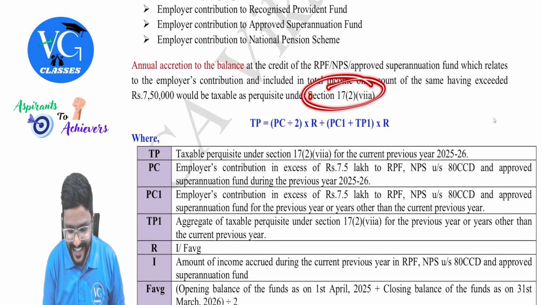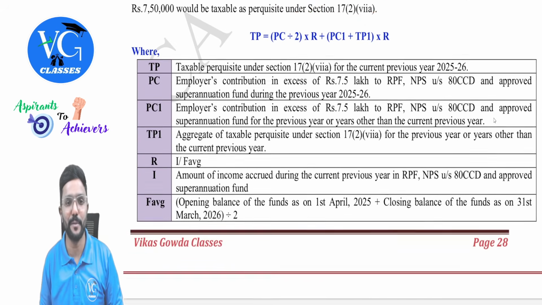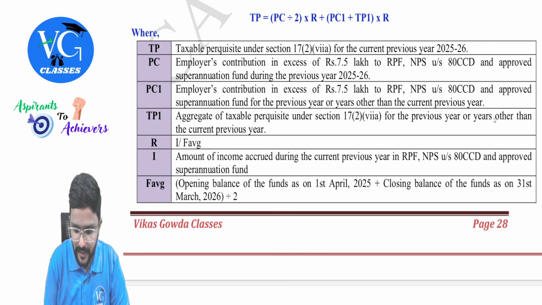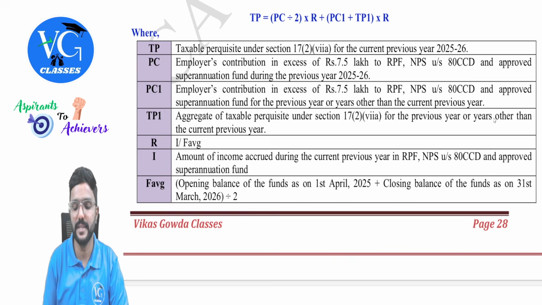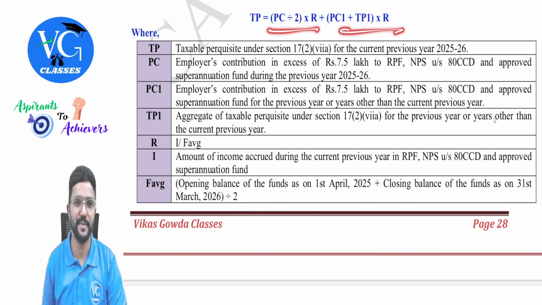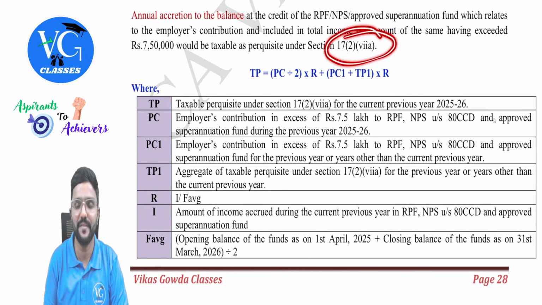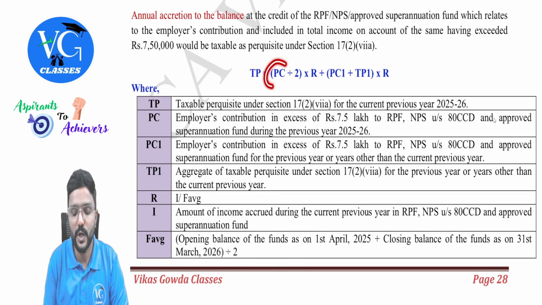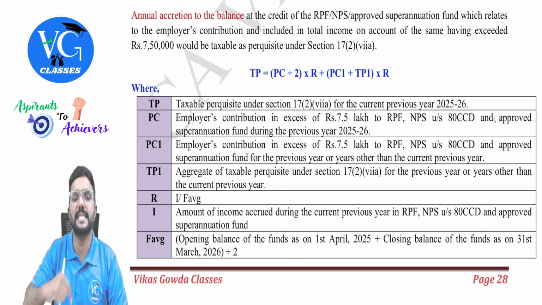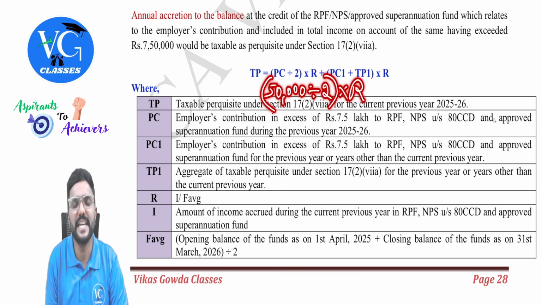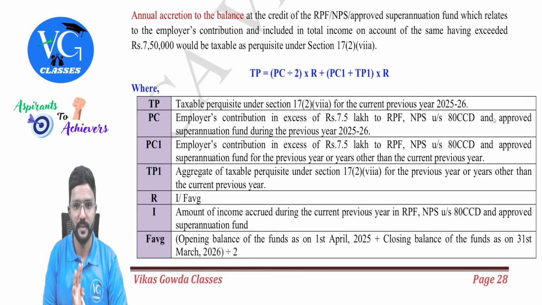But how to calculate that is given by way of a formula, guys. This is important. So what is the formula? I will just divide that into two parts, guys. The first part and this is the second part. So the taxable perquisite under section 17(2)(viia) is equal to the contribution made in the current year in excess of 7,50,000. In my example, it was 50,000. Divide it by 2 into R, that is the rate of return earned during the year.